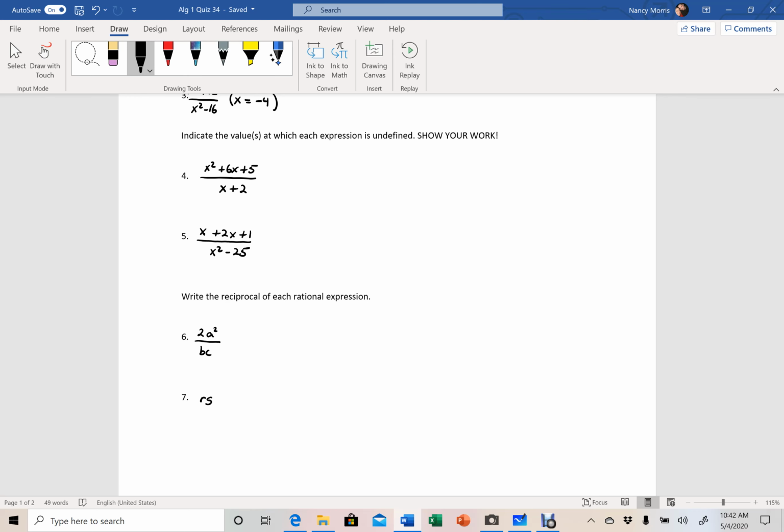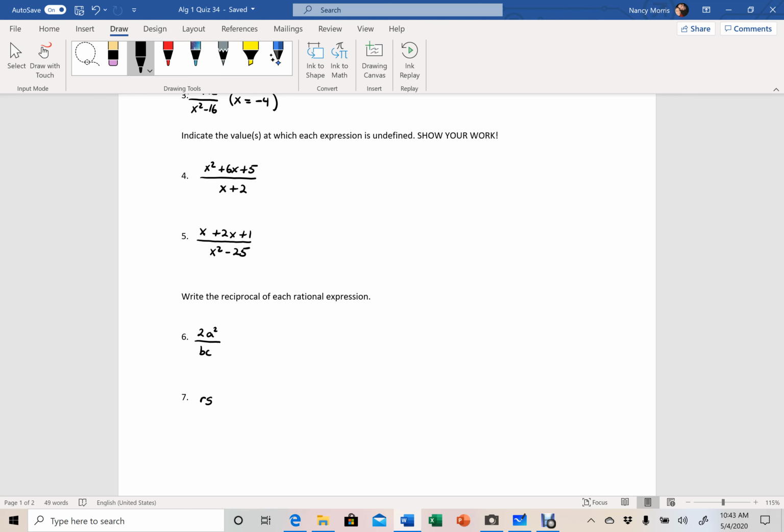Okay, then in number 5, notice our denominator is going to need to be factored, and then we take those two factors, it factors into two binomials. We take each binomial and we set each one to 0, and both of those answers will be undefined. Okay, so make sure that you're factoring that first.